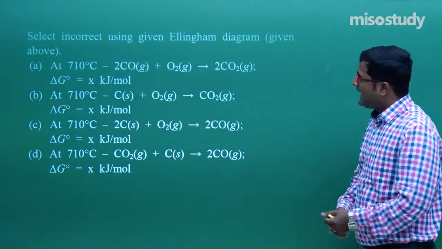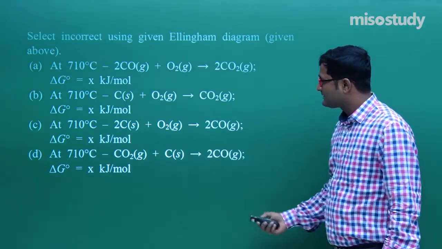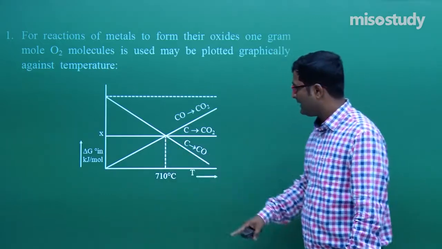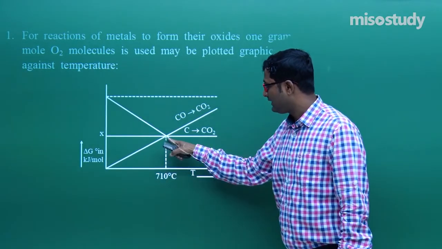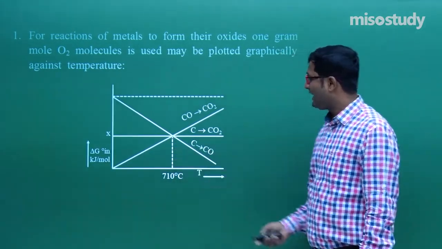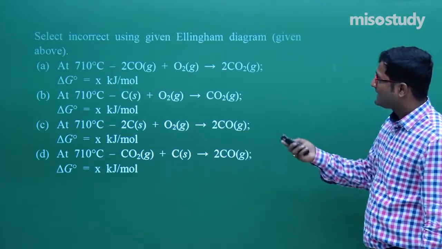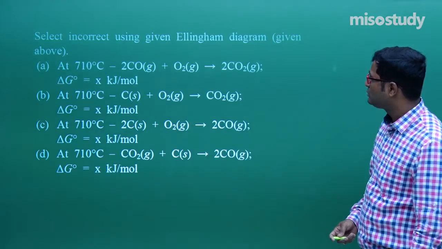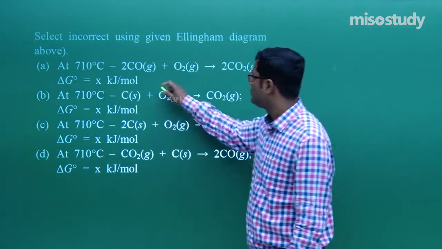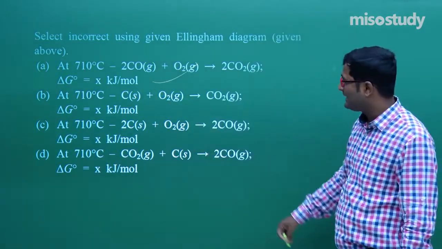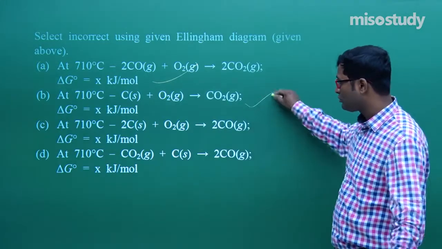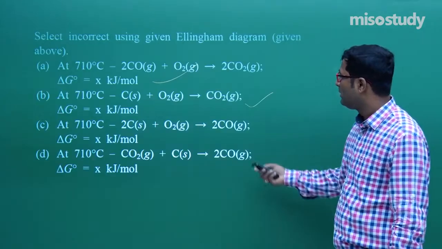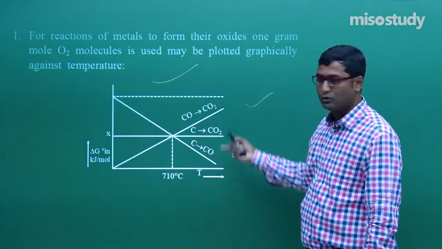Now at 710, look, this is the 710 zone. Here all the graphs meet, with slopes going up and slopes going down. Here it is parallel to the x-axis. Remember? Now at 710 degrees Celsius, 2CO plus O2 gives 2CO2 is possible. At 710 degrees, C plus O2 gives CO2. Watch the graph again. Look at C plus O2 gives CO is possible.